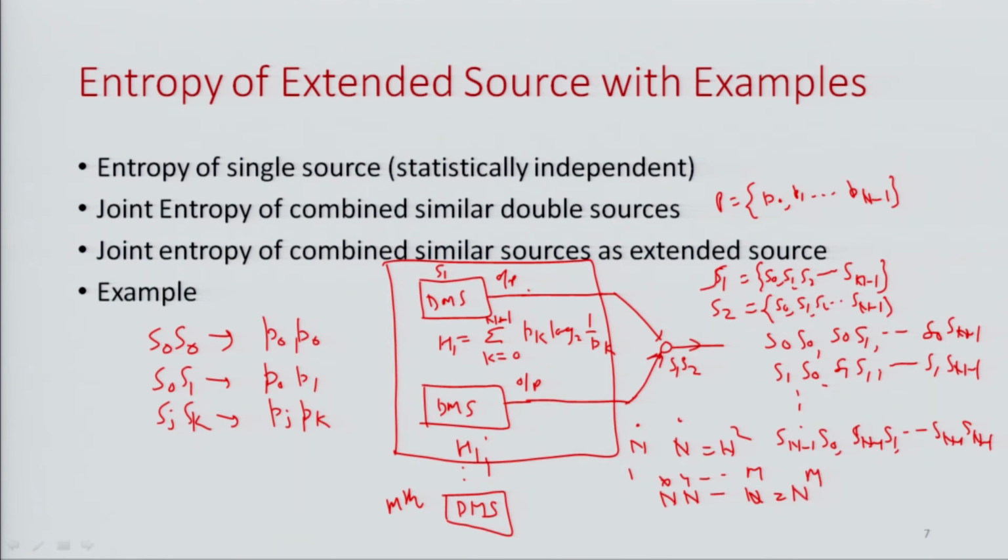Then for the extended source, a total of n to the power m symbols are possible, like S naught S naught, S naught S1, S naught S2 and so on. For every joint symbol, we can calculate its probability. Because they are statistically independent, the joint probability is the multiplication of their individual probabilities.